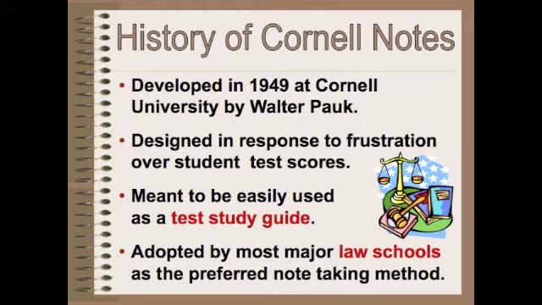Cornell Notes were developed in 1949 at Cornell University by Walter Pauk. They were designed because they were very frustrated about the students' test scores. The students were trying hard, but their scores were not representing that. So they designed these notes because they were meant to be able to be converted easily into a study guide. It was so successful that it was eventually adopted by most major law schools.